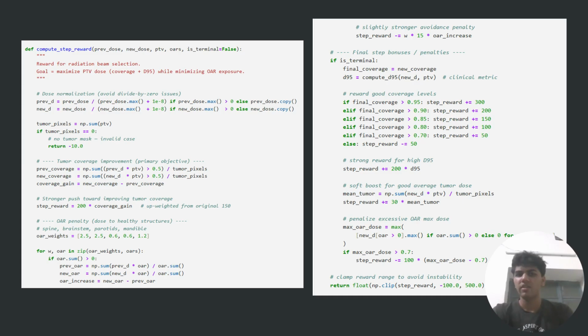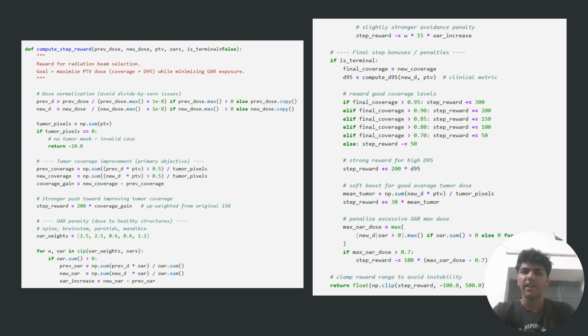You can think about this reward function like training a pilot in a flight simulator. Each time the pilot adjusts the controls, the system gives feedback. Did the plane stay on course, avoid danger, and maintain altitude? That's exactly what we do here. Each beam angle is like nudging the controls. We reward the agent when it flies towards the tumor, improving coverage, and we penalize it when it flies too close to the danger, meaning excess dose to healthy organs.